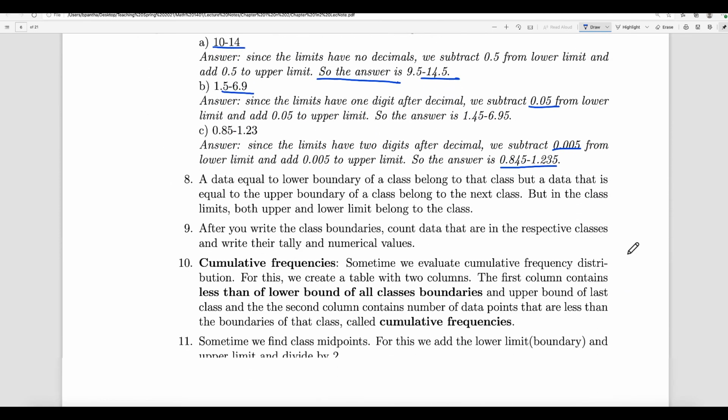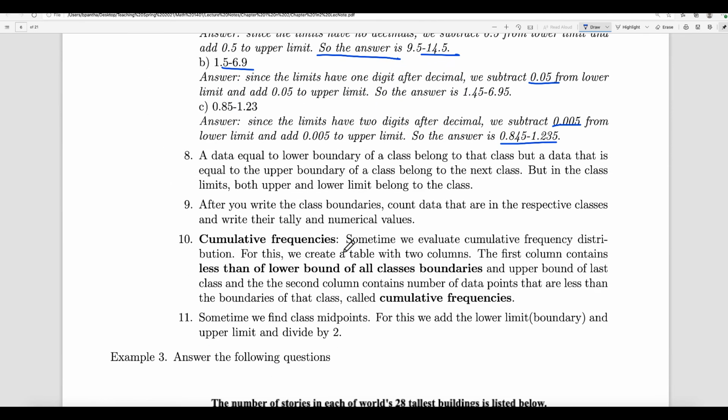Okay. Let us talk about one more thing here, the cumulative frequencies. Sometimes we evaluate the cumulative frequency distribution. For this, we create a table of 2 columns. The first column contains less than or lower bound. We need to find out the class boundaries first, of all classes, and the upper bound of the last class.